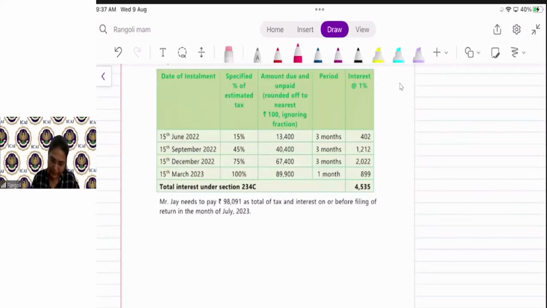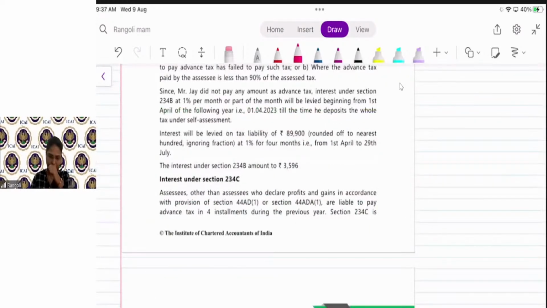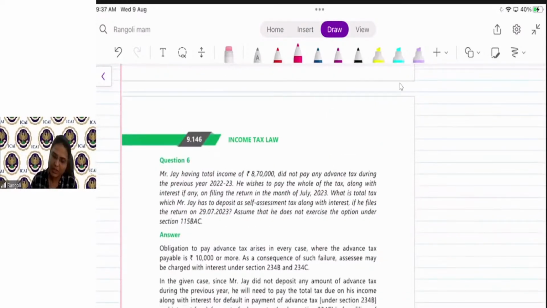Last question. Mr. Joy, having total income of 8,70,000, did not pay advance tax during the previous year. He wished to pay the whole of tax along with interest, if any, on filing the return in the month of July. What is total tax which Mr. Joy has to deposit as self-assessment tax along with interest if he filed the return on 29/7/23? Assume that he does not exercise the option under section 115BAC.